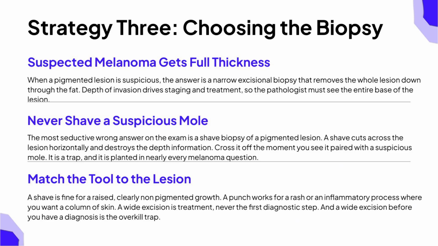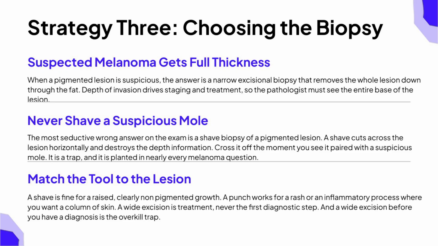Strategy 3 is biopsy technique, and this is where students hemorrhage points. When the stem describes a pigmented lesion that worries you, the answer is a narrow excisional biopsy that removes the entire lesion, full thickness, down through the fat. Depth of invasion determines the stage, the surgical margin, and whether the patient needs a lymph node evaluation. If the pathologist cannot see the deepest point, the pathologist cannot stage it.